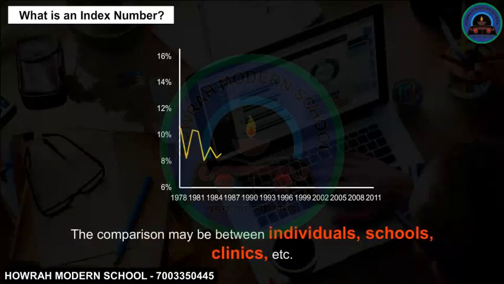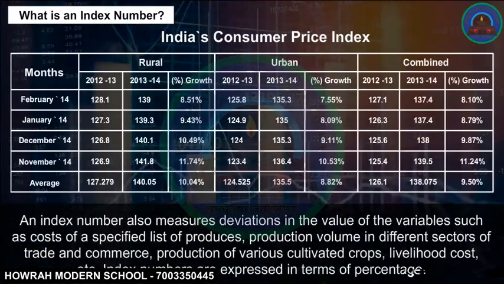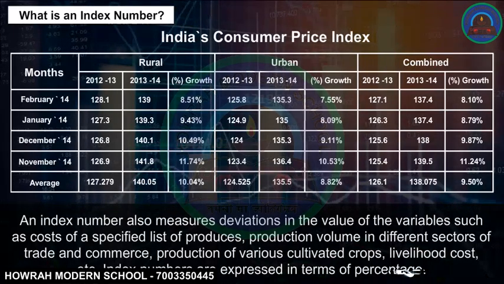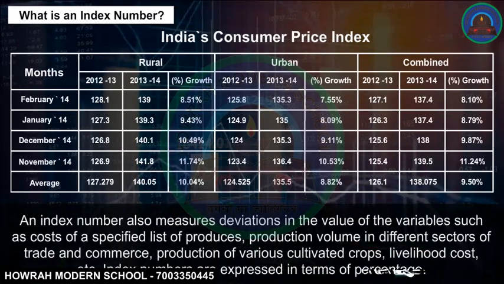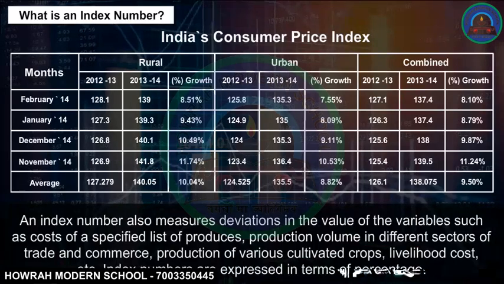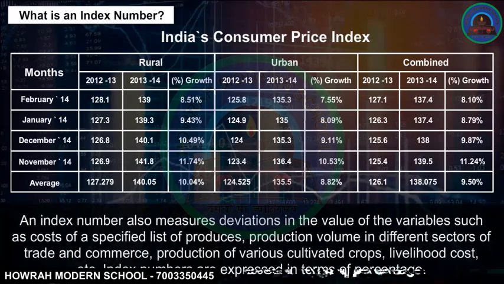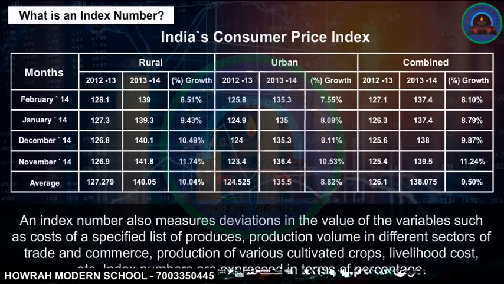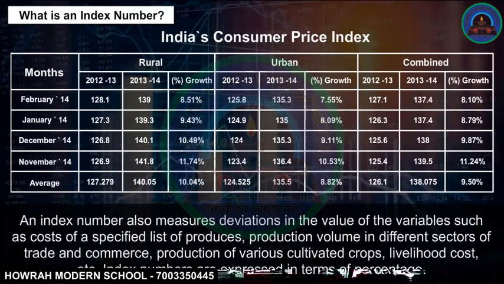The comparison may be between individuals, schools, clinics, etc. An index number also measures deviations in the value of variables such as costs of a specified list of products, production volume in different sectors of trade and commerce, production of various cultivated crops, livelihood cost, etc. Index numbers are expressed in terms of percentage.